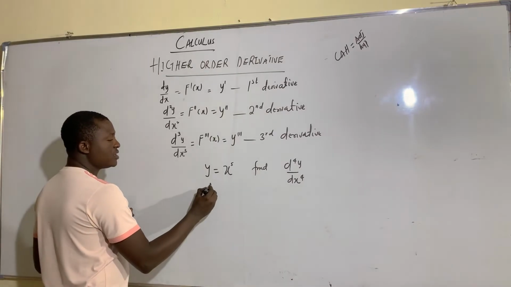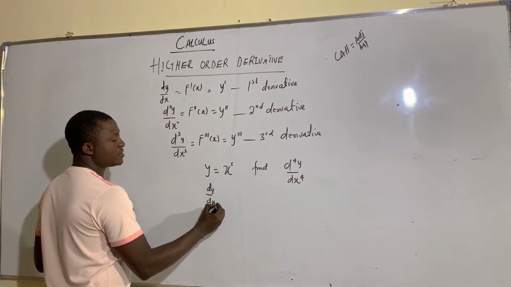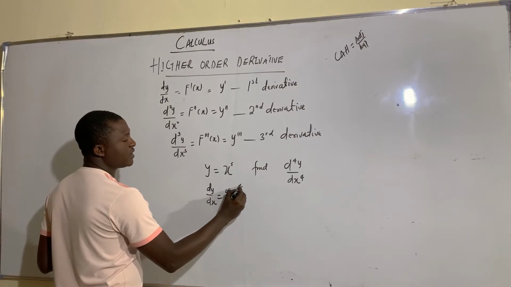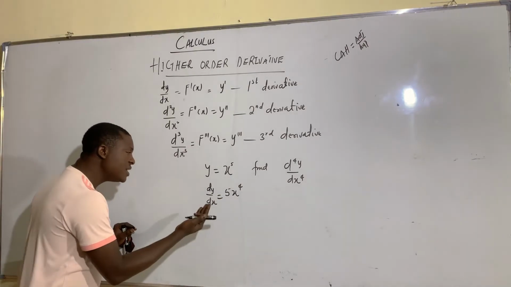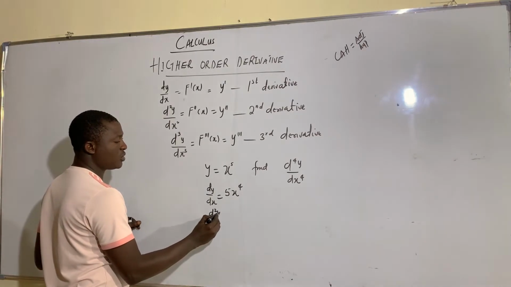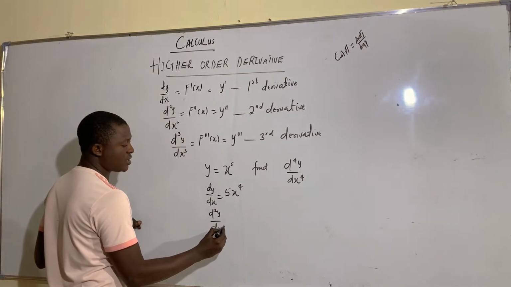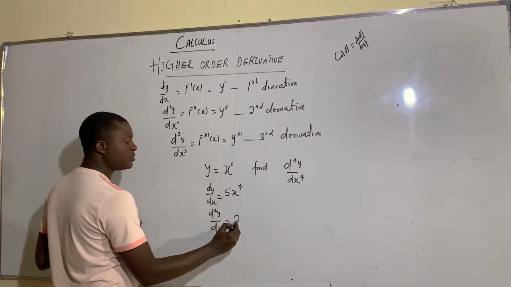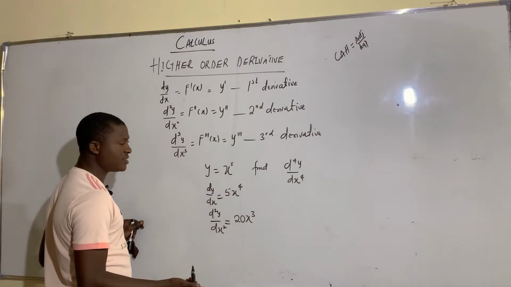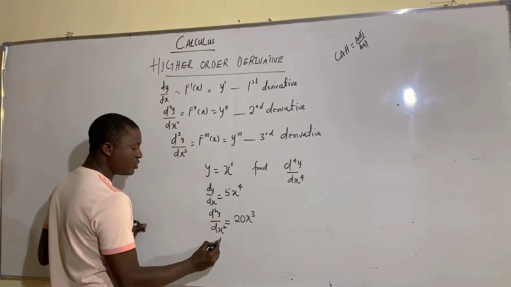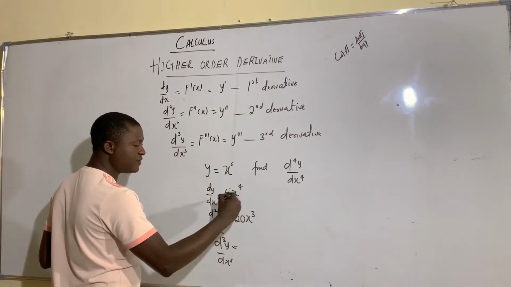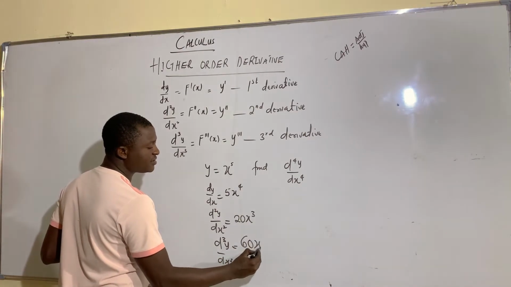So I need to find the first derivative, second derivative, third, until I reach the fourth derivative. So now here we have dy/dx, the differential of x⁵, which gives 5x⁴. This is the first derivative, right? The result I got is what I'm going to differentiate again. That is going to be d²y/dx². Differential of this again, now we have 20x³. You get that? Now, d³y/dx³ is going to be the differential of this one again, now we have 60x².